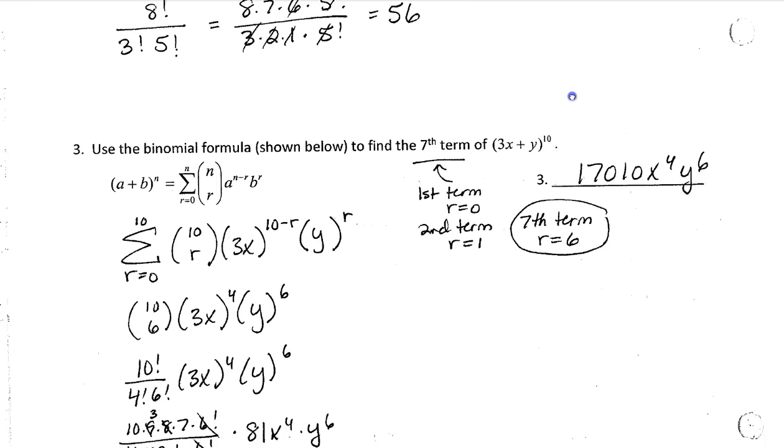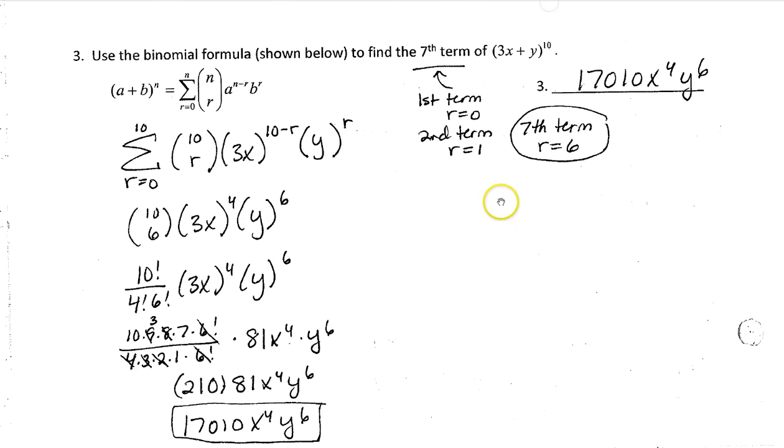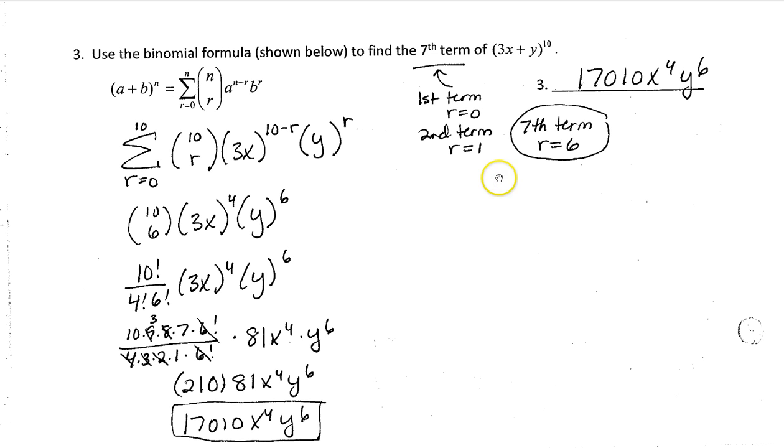In this third one, we're going to use the binomial formula to find the 7th term of (3x plus y) to the 10th. Here's my binomial formula. A is 3x, b is y, and n is 10. So I'm going to substitute those three things into the binomial formula. So I have the sum for r going from 0 to 10 of 10 select r, (3x) to the 10 minus r, y to the r.